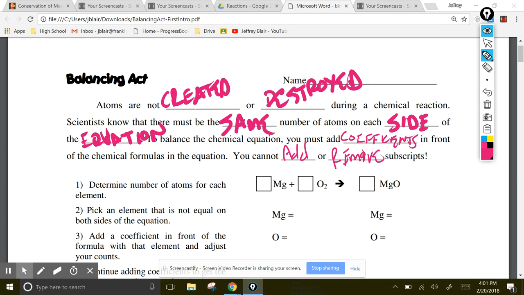subscripts. Why can't you add or remove subscripts? What the heck is a subscript? How about this? H2O. We all know that that is water. Add or remove subscript. The subscript is a 2. What if we change this to HO?